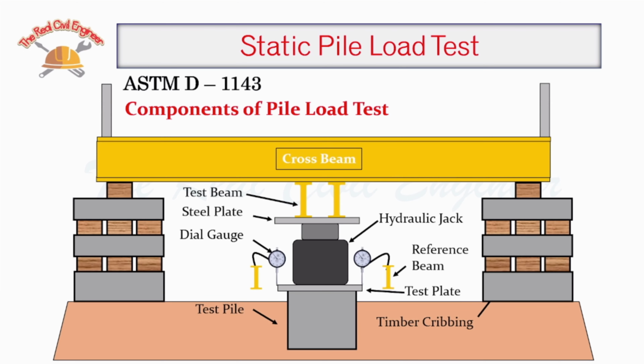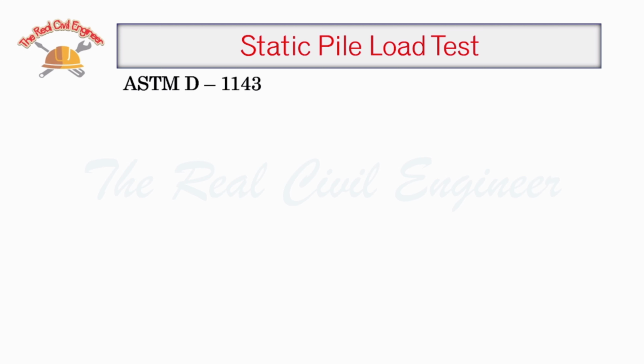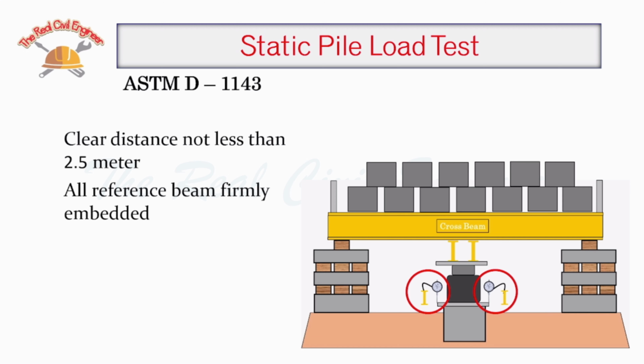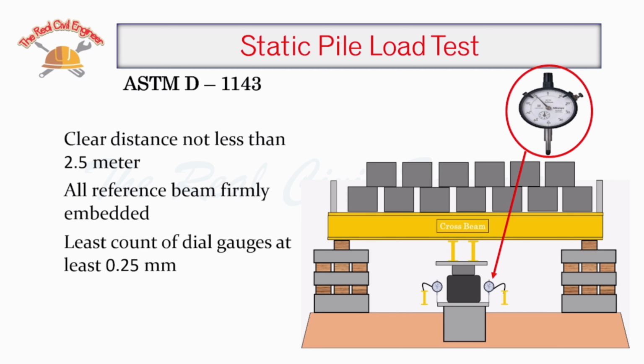Components arrangement of pile load test. Clear distance not less than 2.5 meters from the test pile. All reference beams shall be independent, supported with supports firmly embedded in the ground. Capacity of dial gauges shall have at least a 50 mm travel. Gauges shall have precision of at least 0.25 mm.